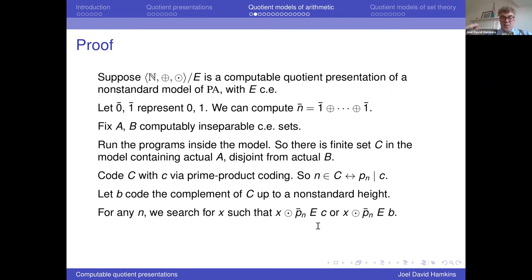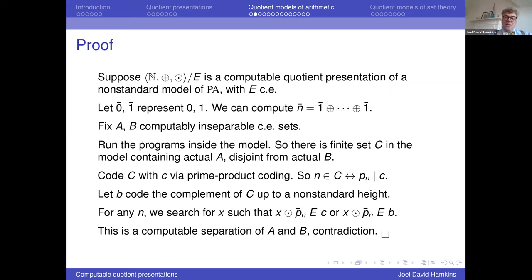It's going to divide exactly one of them because they're complements, and the model thinks that exactly one of those things is going to have a solution. So we're going to find a solution one way or the other here, and so we'll know whether pn is dividing C or dividing B. And so in that way, we can decide membership in C for the standard number n. So that's a computable separation, because C is covering A and disjoint from B. All the elements of A are going to be put into the set, and none of the elements of B are going to be put into the set. And so we found a computable separation.